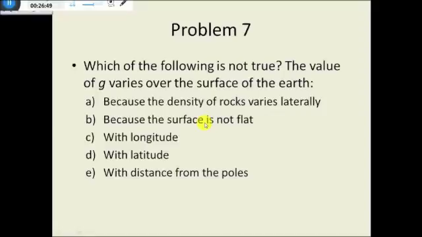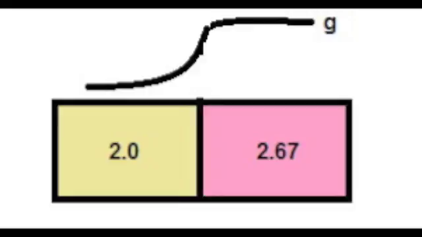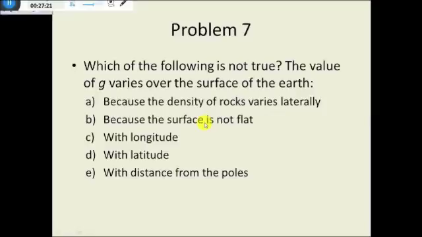So G does change. And even we've seen already now that if this was sandstone, or let's actually say this is sand, which had a density of about 2, maximum 2, and this here was granite, which is at 2.67, you've got a change in density here. So that also will result in a change in G. So yeah, G does vary over the surface of the Earth because there's a change in rock type. So now we're trying to find out which of these isn't true. Does G vary because the surface is not flat?